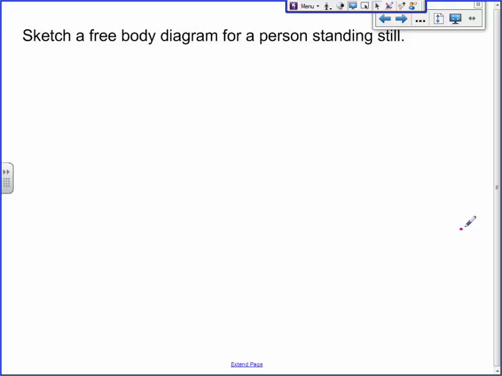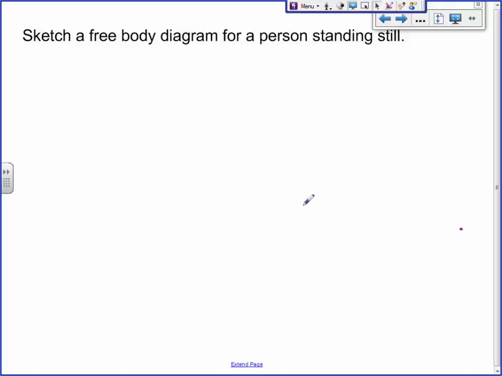So let's do our first one. Let's draw a free body diagram for someone standing still. What was that? Is that the next slide you guys have? Yeah. Oh, okay. All right.